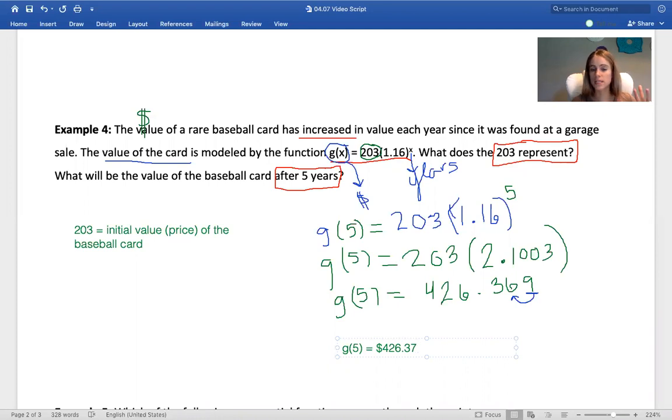All right, third read, let's make sure I agree with everything. So the value of the rare baseball card has increased. So it did go up. If it went down, I would have screwed something up. In value each year, since it was found at a garage sale, the value of the card is modeled by this function. What does the 203 represent? Yep, answered that. What will be the value of the baseball card after 5 years? Yep, answered that and rounded perfectly. All right, check.